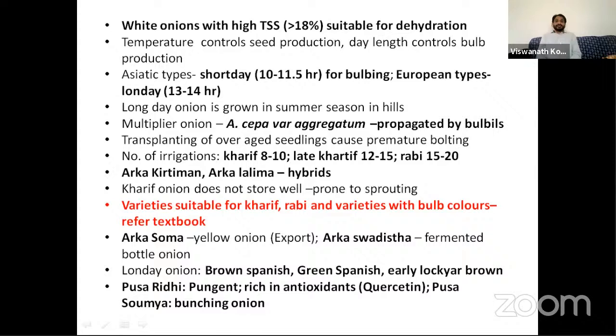So, for varieties suitable for kharif and rabi, you can refer to any textbook to see what the varieties are for kharif and for rabi. Arka Soma is a yellow onion suitable for export, and Arka Swadishta is a fermented onion. Long day onions are Brown Spanish, Green Spanish, Early Lockyer Brown, and Pusa Riddhi is a new variety. It is very pungent. It is rich in antioxidants, that is quercetin, whereas Pusa Soumya is a bunching onion variety. That means it is an Allium cepa variety, aggregatum.